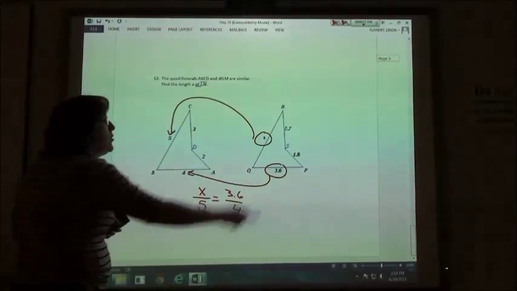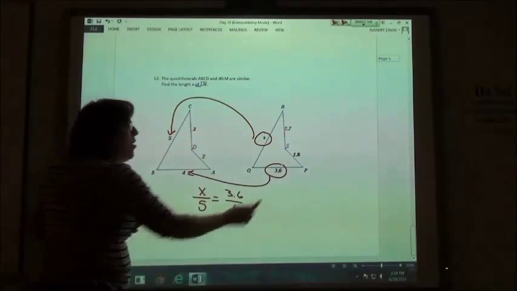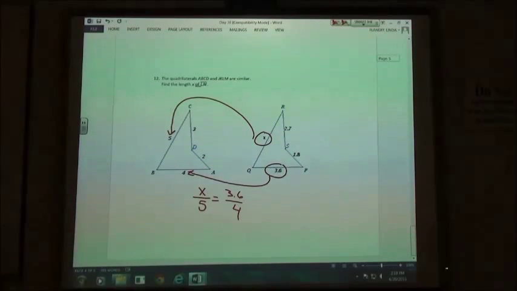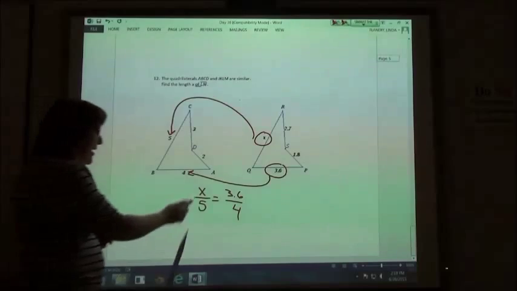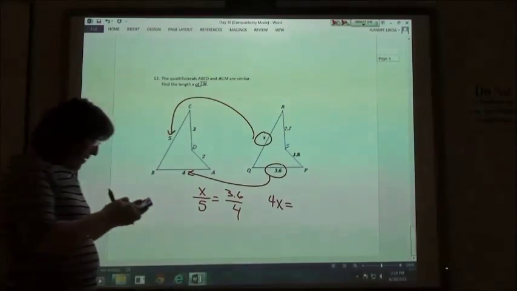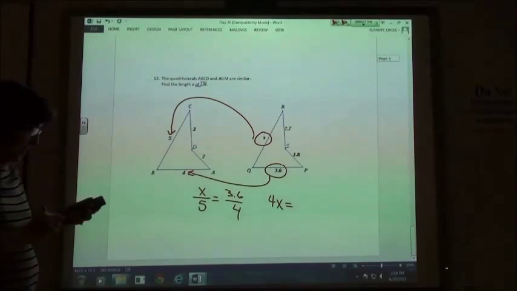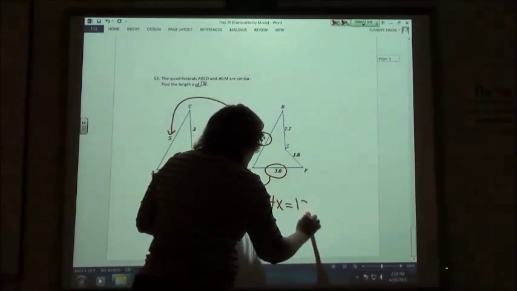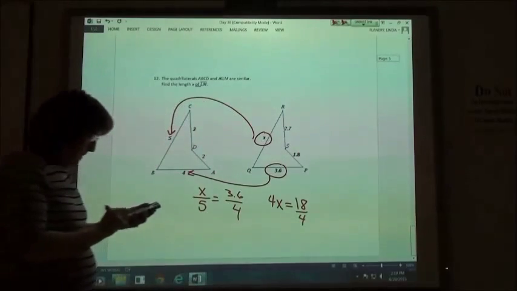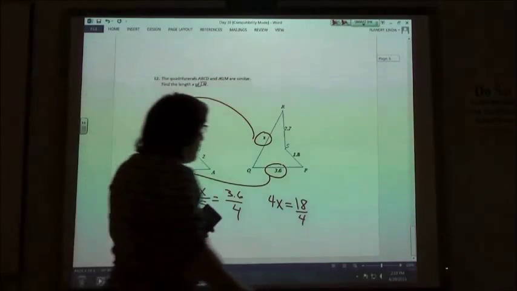If you wanted to, you could do 2.7 over 3 or 1.8 over 2. We all should end up with the same answer. Cross multiplying. X times 4 would give me 4x. 5 times 3.6 is 18. So in order to solve this, I'm going to divide by my 4. And I'm going to get 4.5.